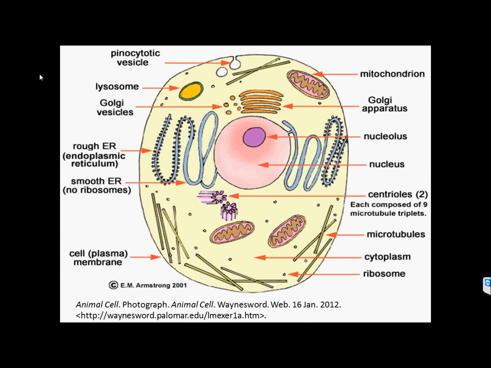A eukaryotic cell contains a nucleus, which has the genetic code, a cell membrane, the Golgi apparatus, which folds proteins, and mitochondria, which generate energy.